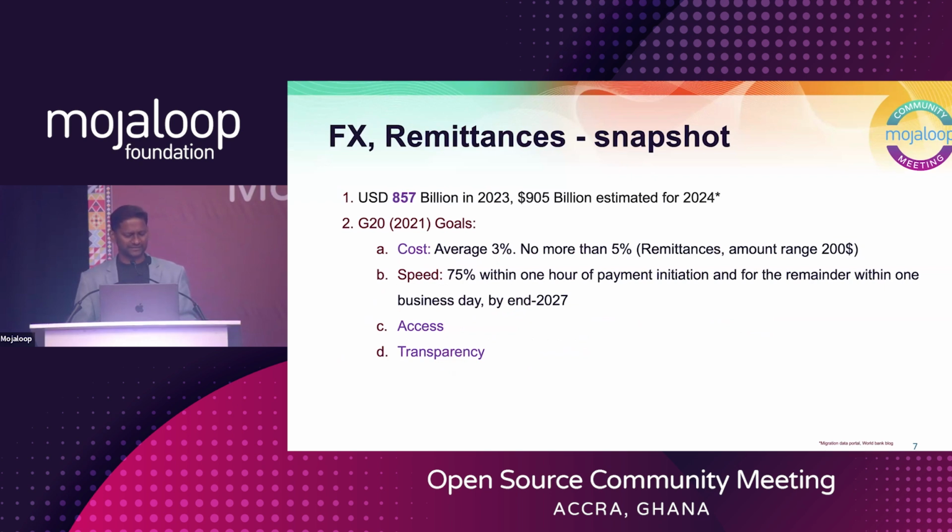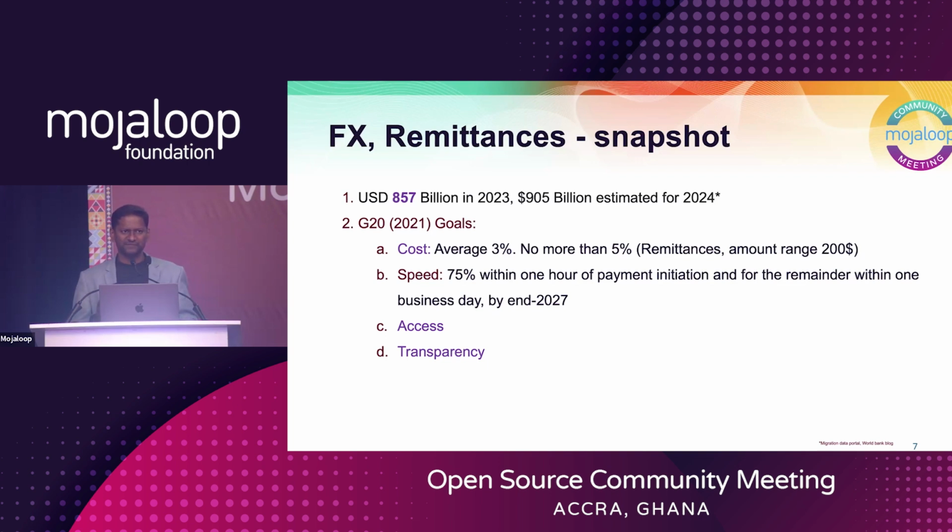of the developed countries. And there are about 11 goals for G20 in 2021, as they came up with the 20 countries part of that G20. And I picked 4 out of the 11. One of them was around cost: for cross-border transfers, the goal here is that the average cost should not be more than 3%, and no corridor should have more than 5% of cost for a sample amount of $200.